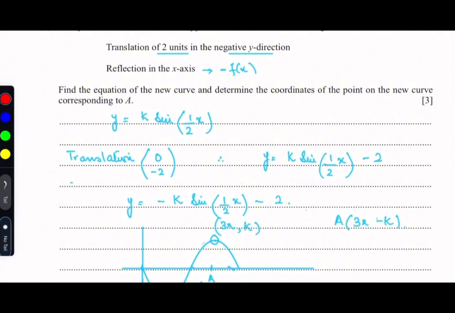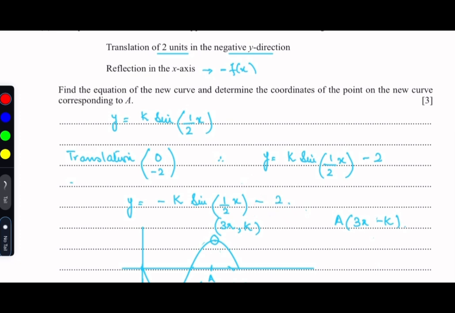Therefore, it should be negative k sine 1 by 2x minus 2 here. And this is going to be the equation after the two transformations: reflection in the x-axis and translation by negative 2 units in the y direction.